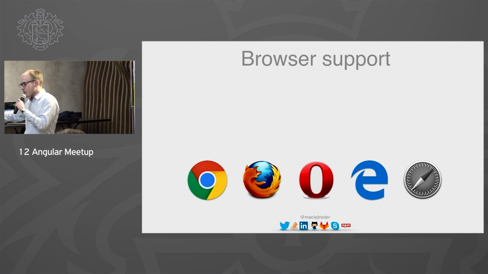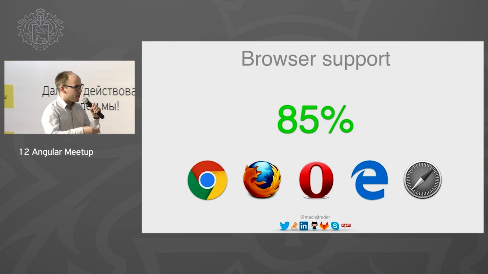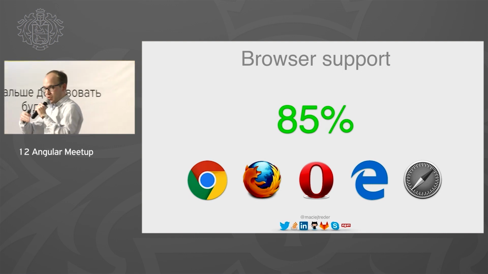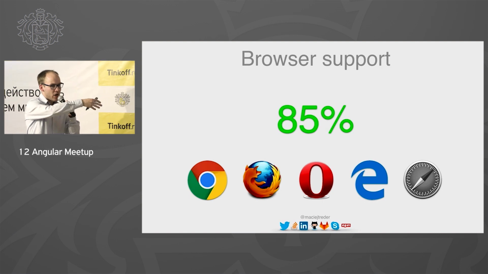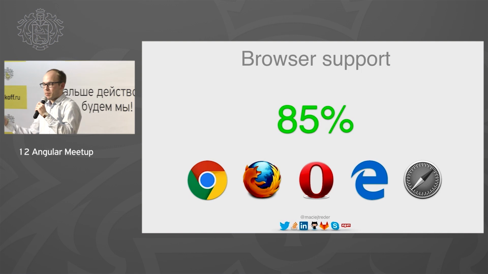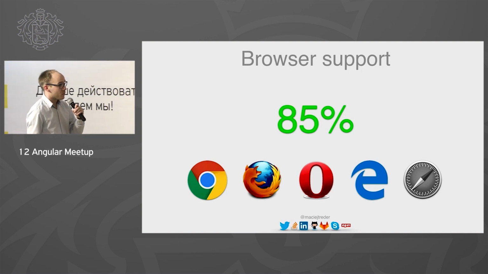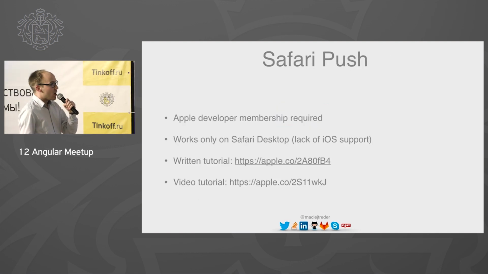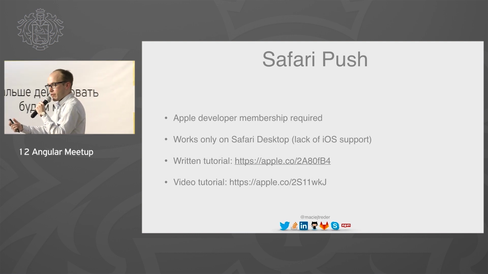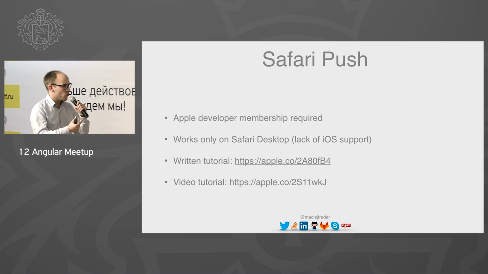Exactly. But it still gives us 85% of the market worldwide. And still, if your customer's browser does not support service worker, you need to remember that PWA is just a website, so it will be working, but with fewer functionalities. And there are some workarounds which you can do. To achieve pushes on Safari, they provide us with the Safari push.